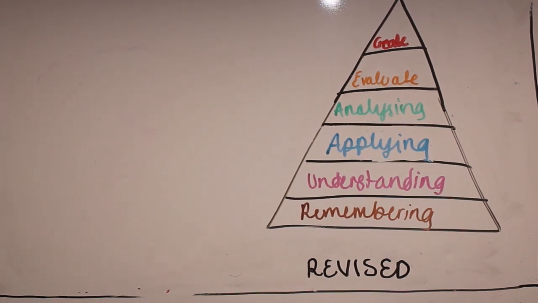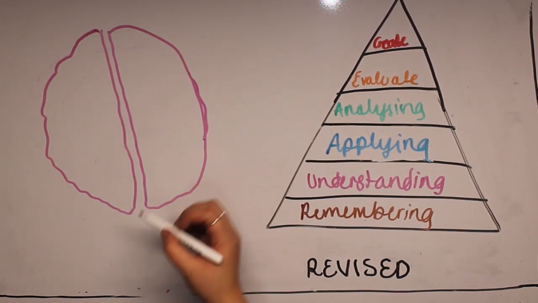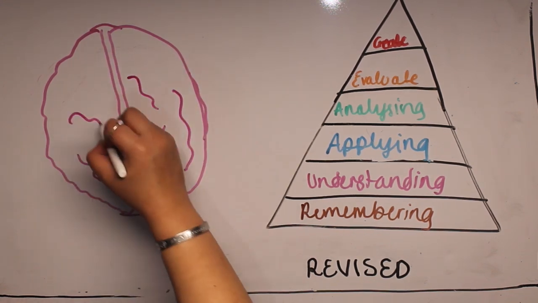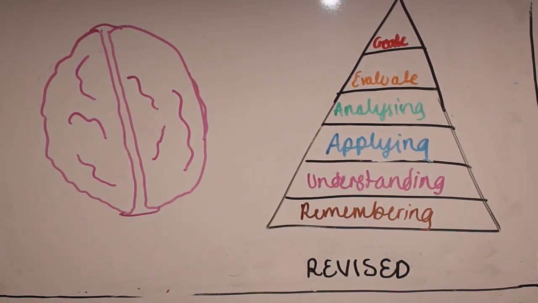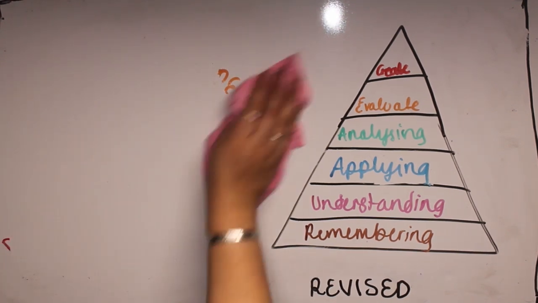So now we'll explain how the Revised Bloom's taxonomy model works. At the bottom of the pyramid, we are remembering. At this level of thinking, we are simply asked to retain and memorize information well enough that we can repeat it when we are required to. Define, recite, list, describe, label or recognize are all verbs that are relative to this level of thinking.